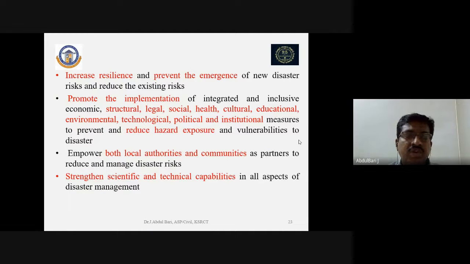Other objectives of the NDMP, that is the National Disaster Management Plan, are to increase resilience, prevent the emergence of new disaster risk and reduce existing risk, and to promote the implementation of integrated and inclusive economic, structural, legal, social, health, cultural, and educational policy measures, and to prevent and reduce hazard exposures and vulnerabilities to disasters, and to empower both the local authorities and the communities as partners to reduce and manage disaster risk, and to strengthen the scientific and technical capabilities in all aspects of disaster management.